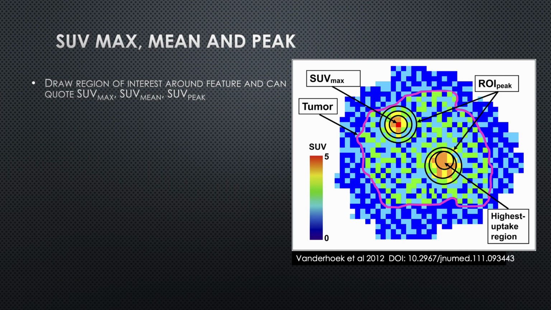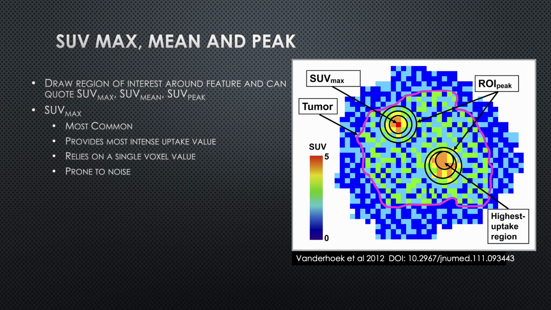So what are the advantages and disadvantages of these measures? So the SUV max is the most common and provides the most intense uptake value within our region, but it does rely on a single voxel value and therefore is prone to noise. SUV mean, as its name suggests, is looking at the average value of uptake in a region, but is prone to low values and can be affected by the limited resolution of our systems.